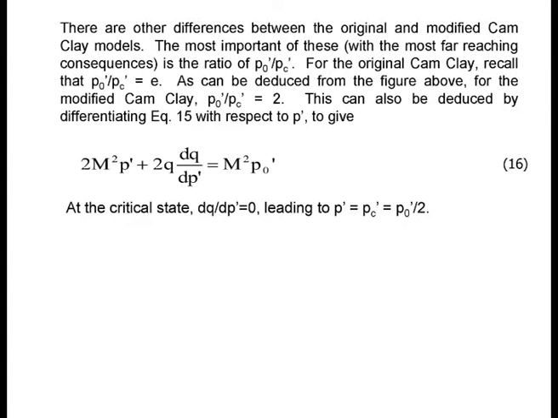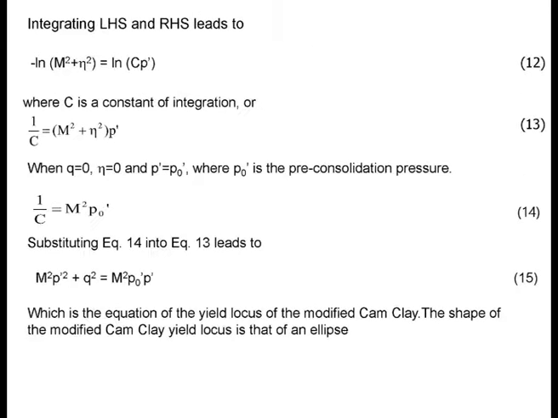Now there are also other differences. You can look at the original and the modified Cam clay mathematically. For example, when you take the equation of the ellipse, which is this equation over here, and you differentiate it with respect to p dash, every term differentiated with respect to p dash, you end up with this equation over here.